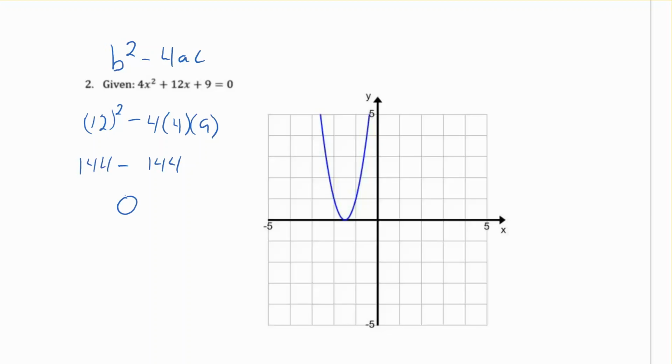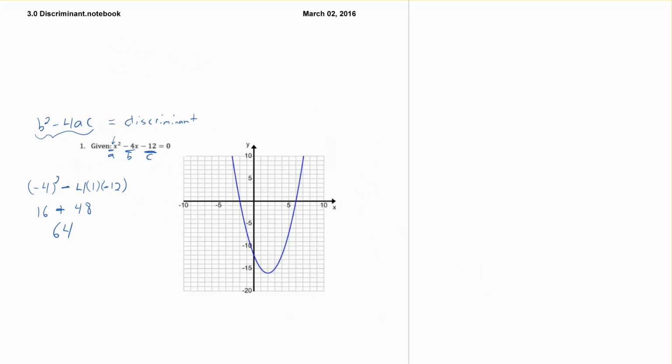Now look at this graph. See what we can think of here. So the discriminant is equal to 0. All right. Make a prediction on what you think this has to do with this graph, comparing it again now to this graph when it was 64.